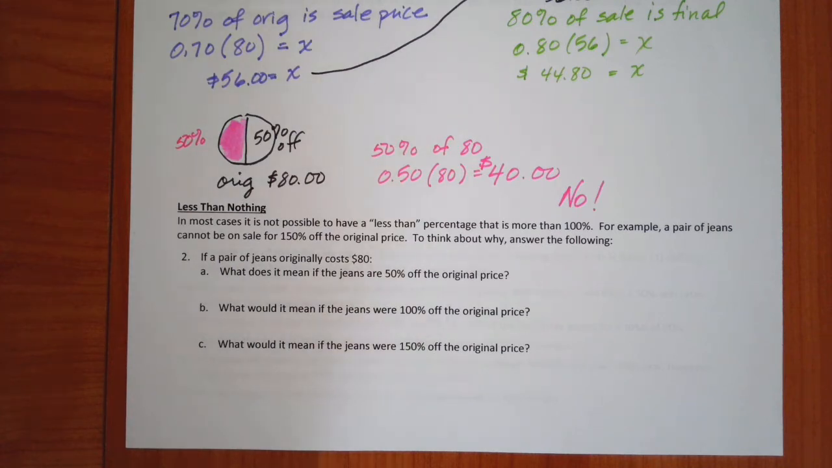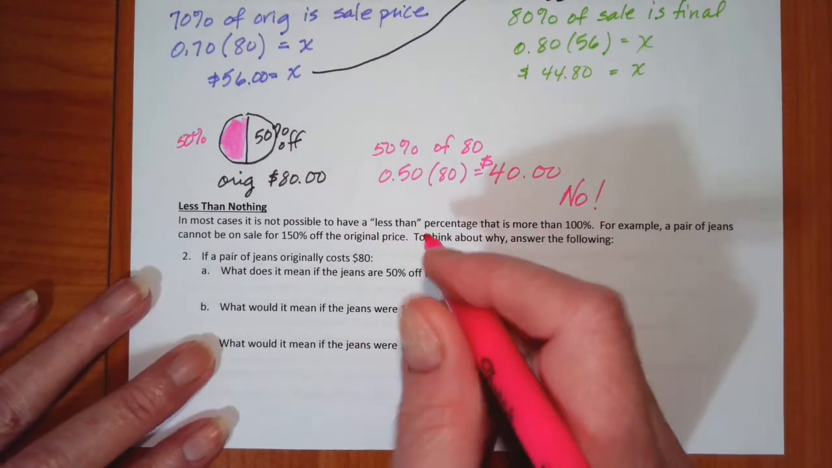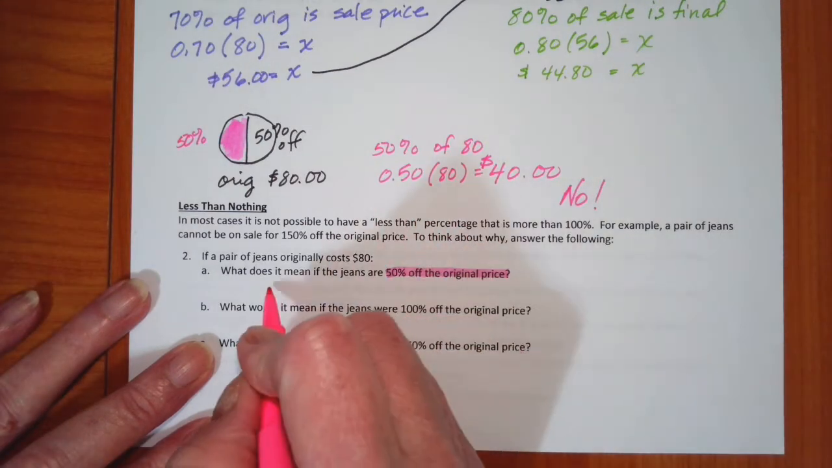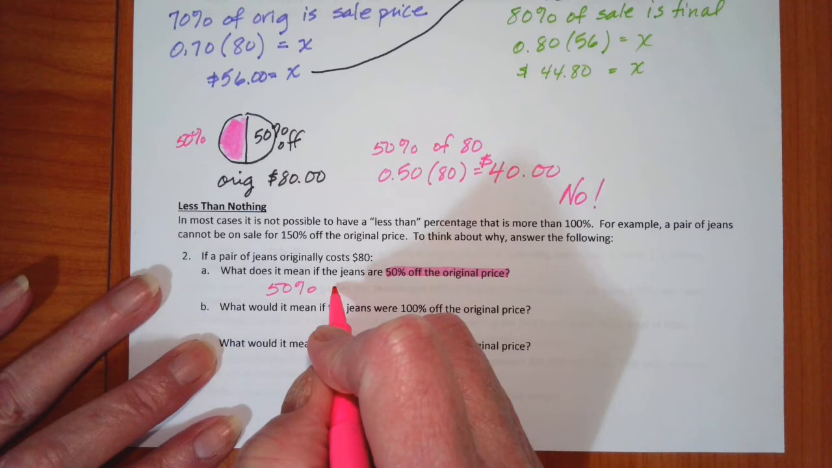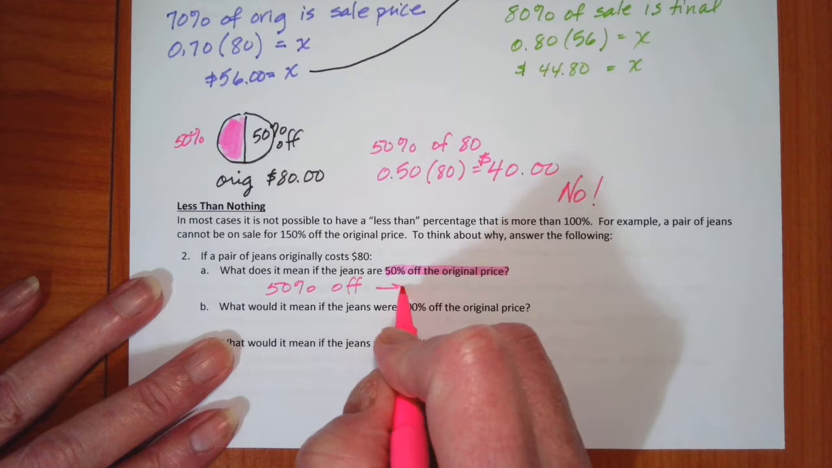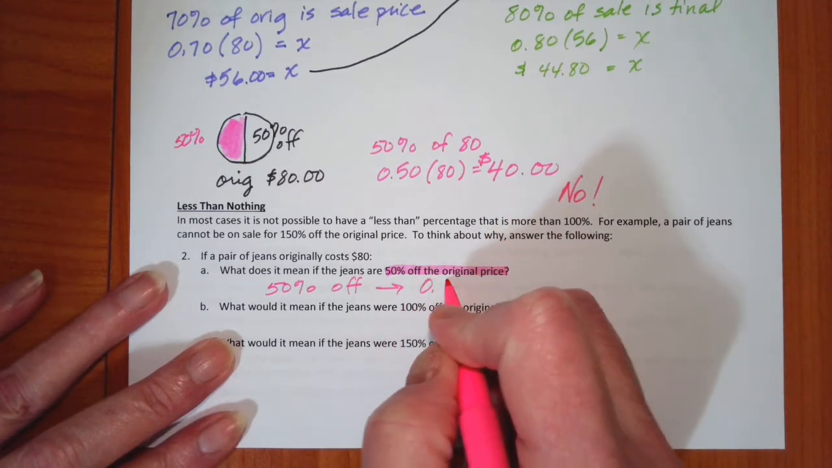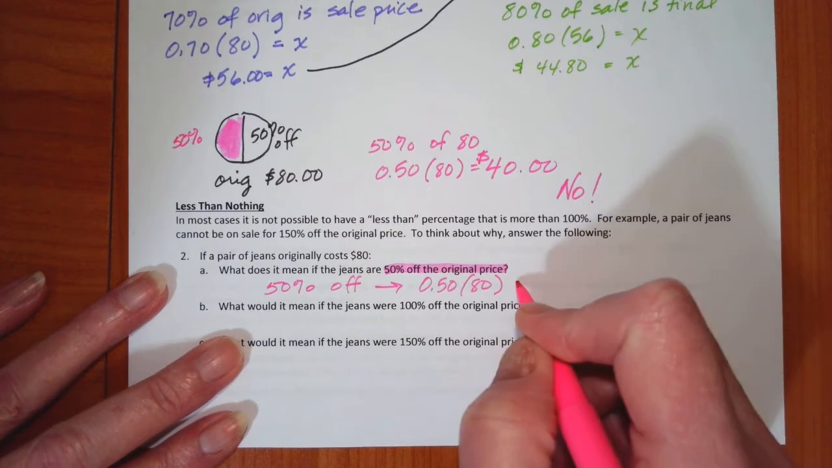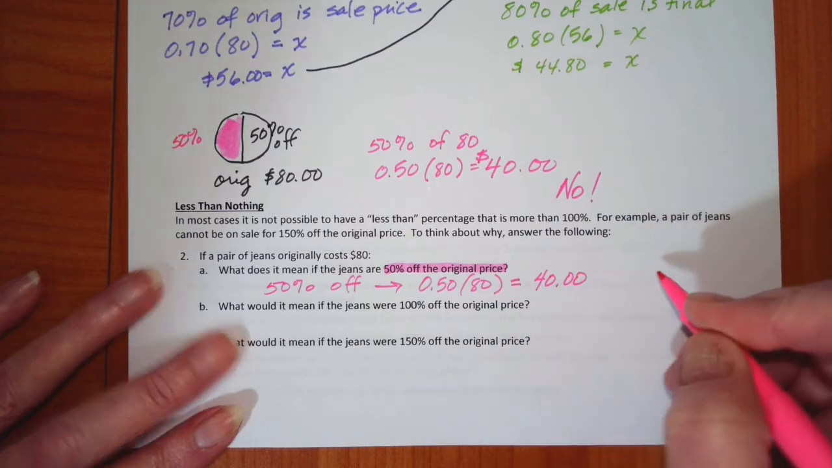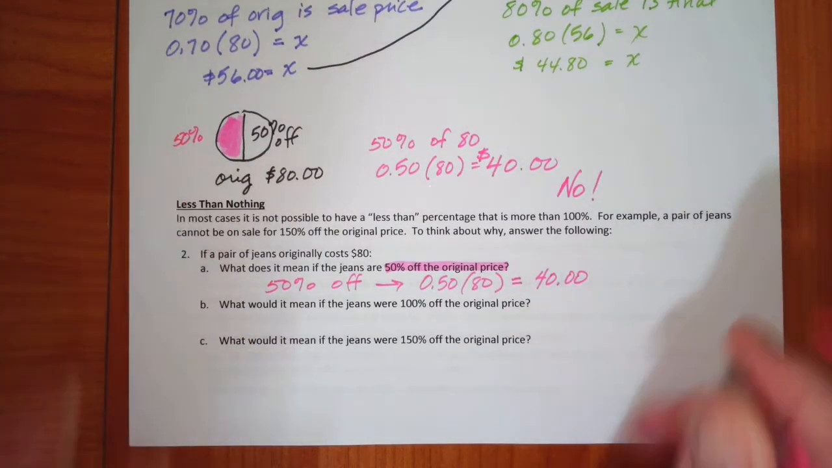Okay, so if a pair of jeans originally cost $80, what does it mean if the jeans are 50% off the regular price? Well, we just did that. That means we would pay 50%. 50% off means that we're paying 50% times 80, which means what we're paying is $40. Or you can say that we're saving $40.